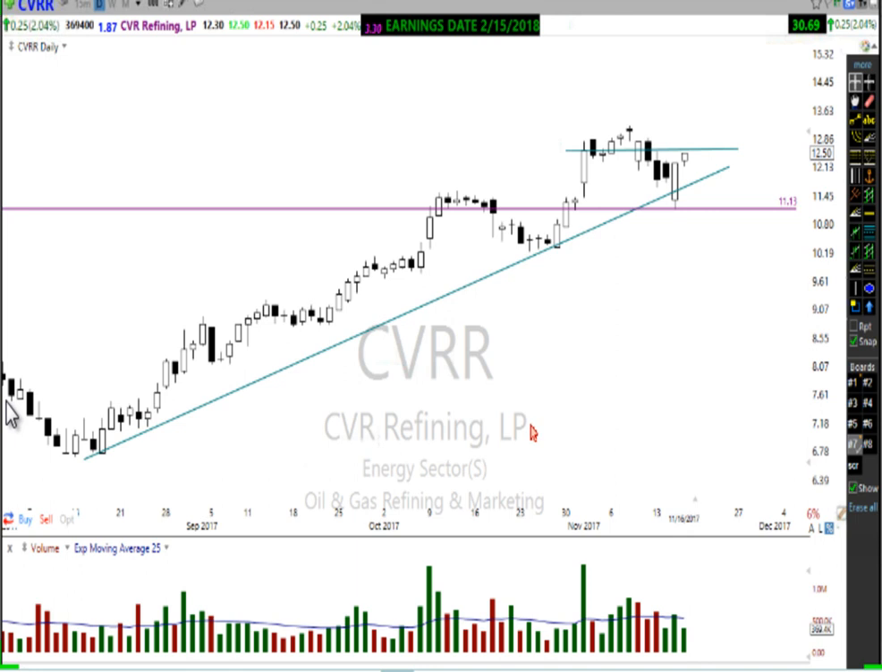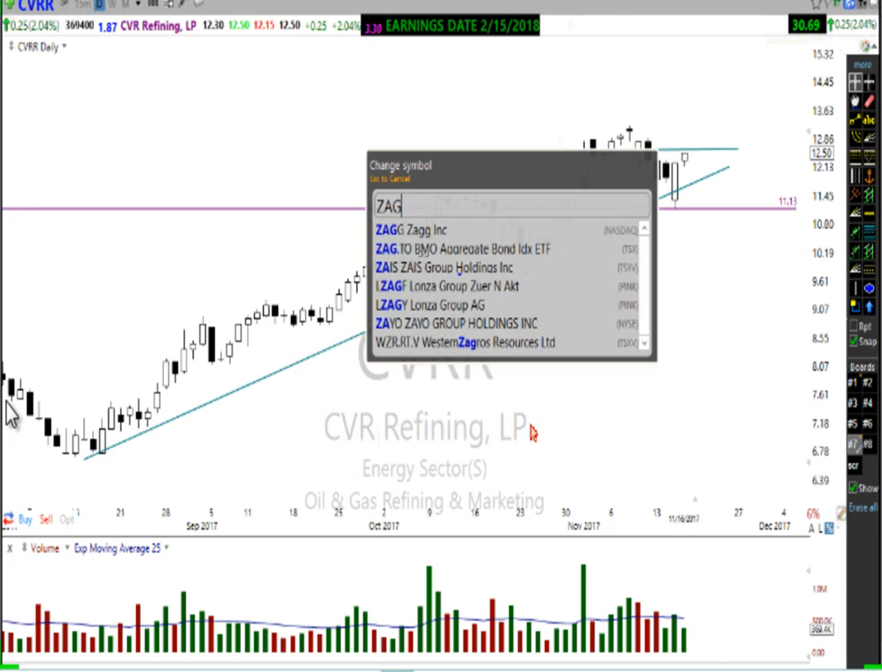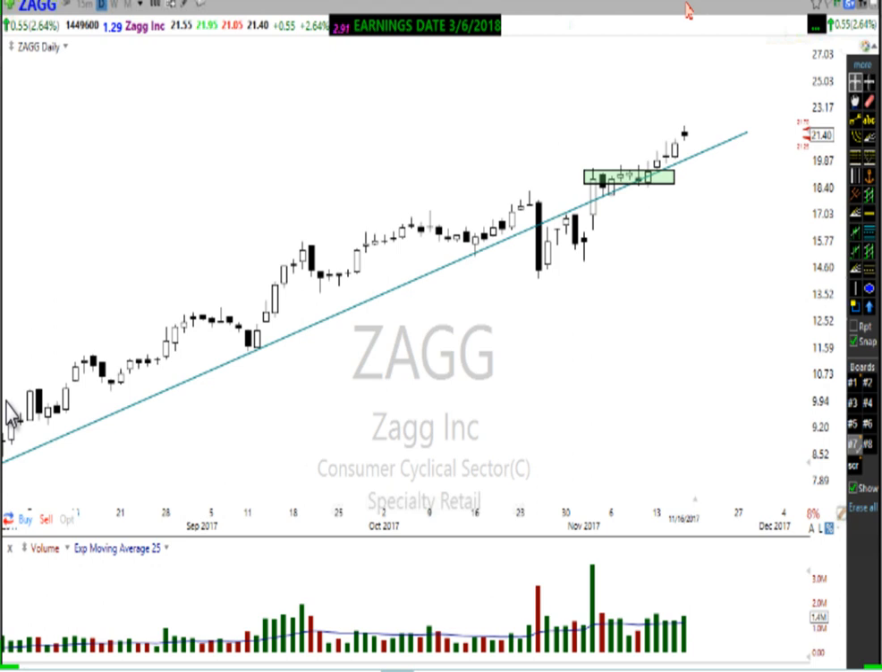I did ZIGG just a second ago, didn't I? Yeah, ZIGG, nice little pop out of the box moving up. If you're in the trade, stay in it. If you're not in the trade, I would wait for the next entry signal.